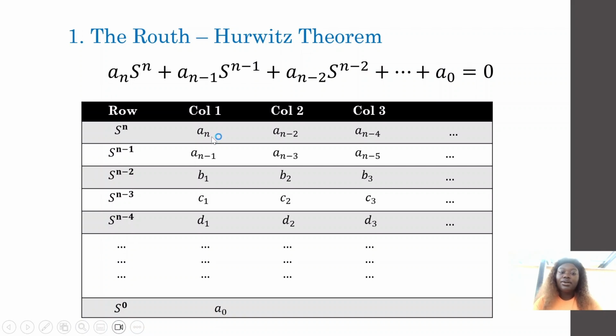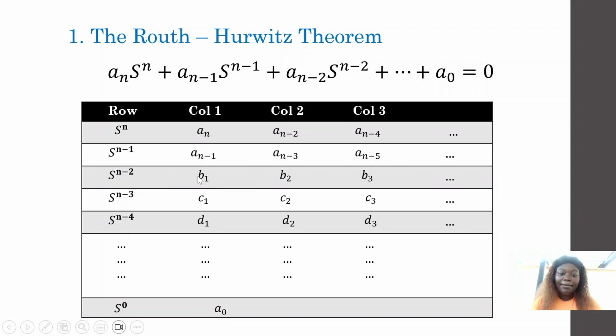Our rows would consist of the S term in the first term, the second term, the third term, as shown here. And for the columns, we take the A term from the first term for column 1, the third term for column 2, and it goes on like that. For our second row, we take the terms that we skipped in the first row and represent them there, and it goes on.